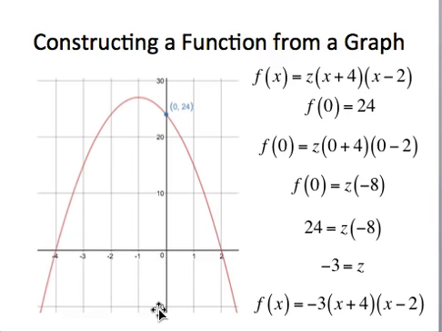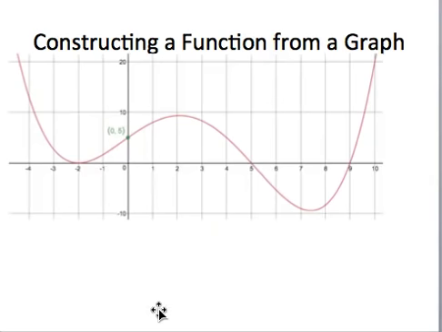So let's look at another example. We're going to look at a graph and try to construct a function for that graph. So we're given a point on the graph. We have a zero here that bounces, so that tells us that will be order 2, multiplicity 2. A penetrating zero here crosses here, that'll be order 1, multiplicity 1. And one here also multiplicity 1.